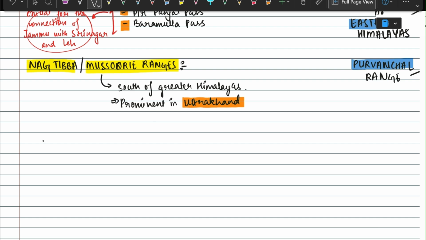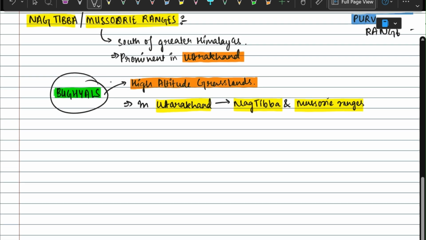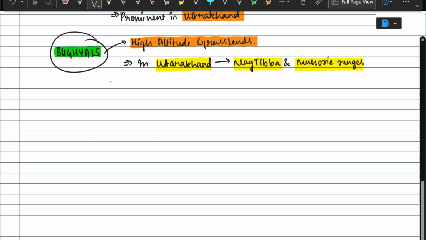And also, one unique feature of the Himalayas is the presence of high altitude grasslands, which are known as the Bugyals. In Uttarakhand, the Bugyals are found in the Nag Tibba and the Mussoorie range. And in Jammu Kashmir, similar meadows are called the Margs. The famous examples include Gulmarg, which is the meadow of flowers.